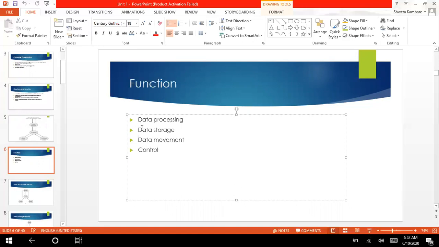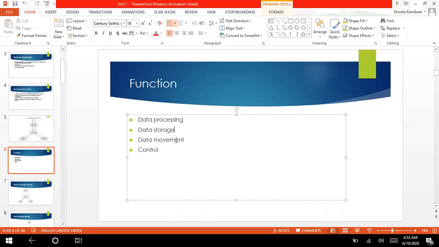Data storage means simply copying the data from one place to another place. So it can be from your CPU to your main memory, or from main memory to CPU, or from your CPU to your external memory, secondary storage, or it can also be the data moving through the bus. This all happens through your bus. So this part will come under the data storage function.